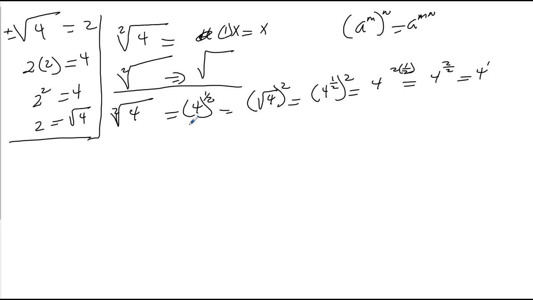So, the square root of 4, squared, is equal to, if we take care of what's inside of the parentheses, the square root of 4 is 2. So 2 raised to the power of 2 is equal to 2 squared, is equal to 4. So that's how we came up with that answer.